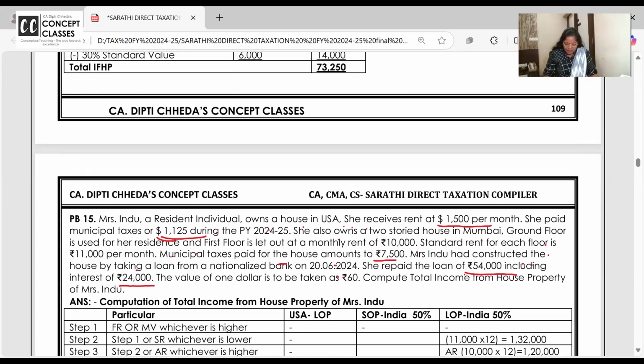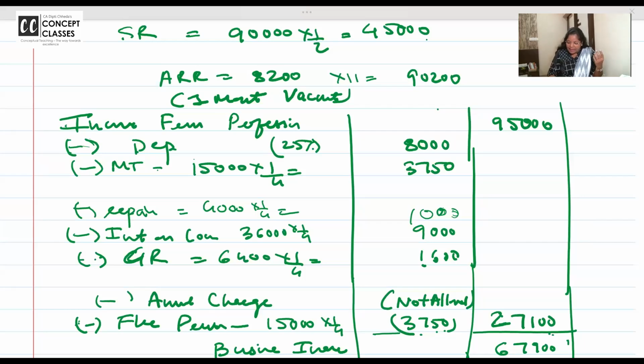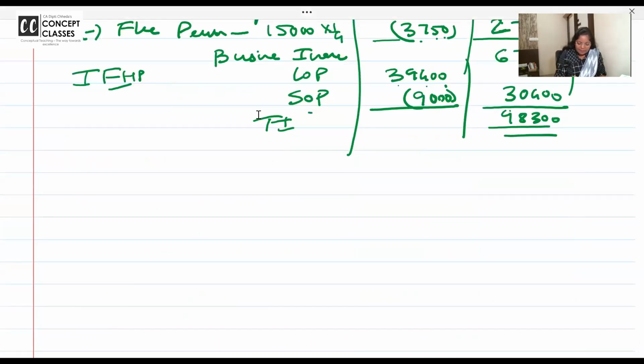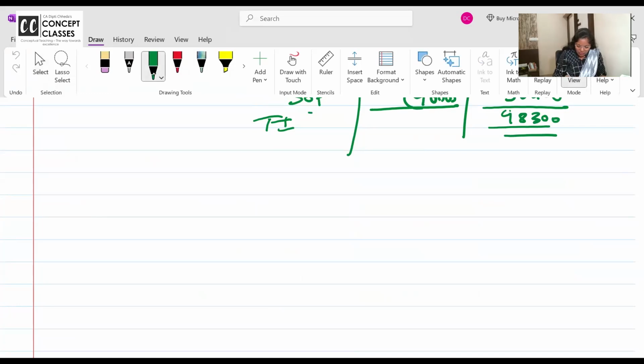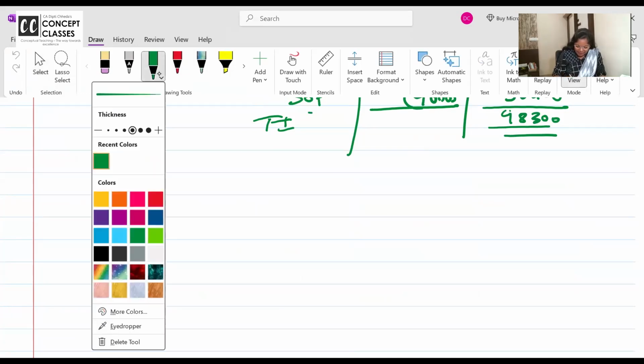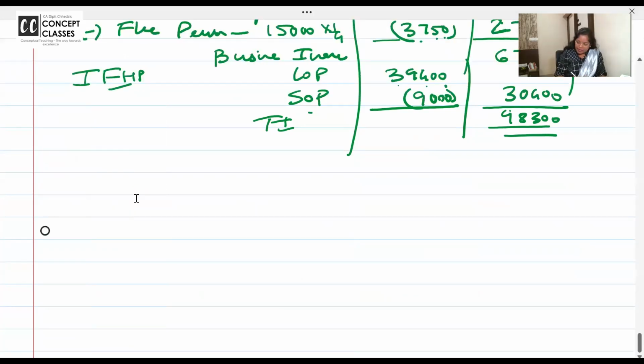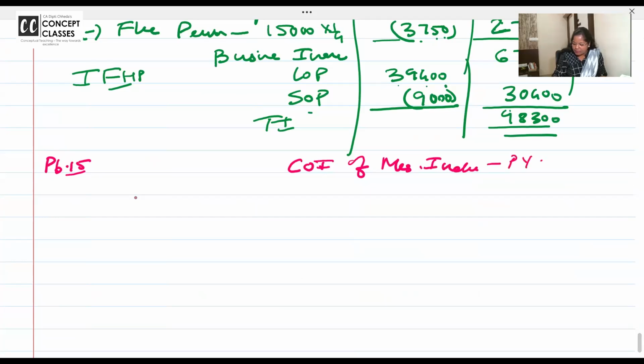Compute the income. So we are going to make 3 columns for this. It's a simple problem and let us quickly solve it in the notebook together. Don't look at the answer. Get into the mindset of picking up the correct data and solving with the correct data. Become independent along with me, so that even without the explanation you will definitely be able to do it. Let's do problem number 15 now in class. Computation of income of Mrs. Indu for the previous year 24-25.